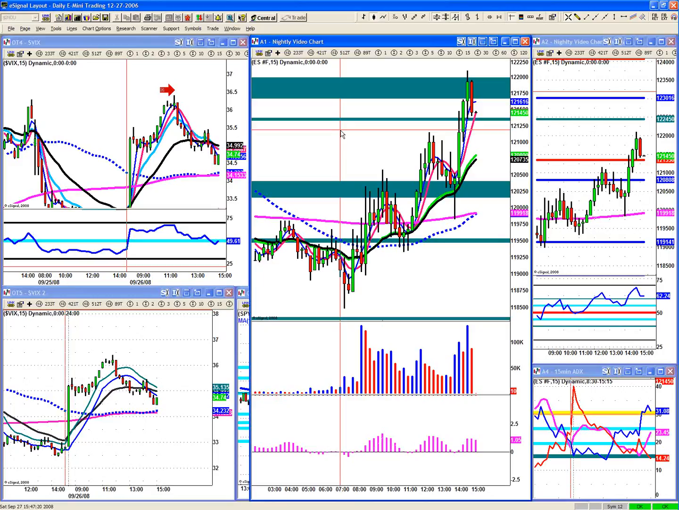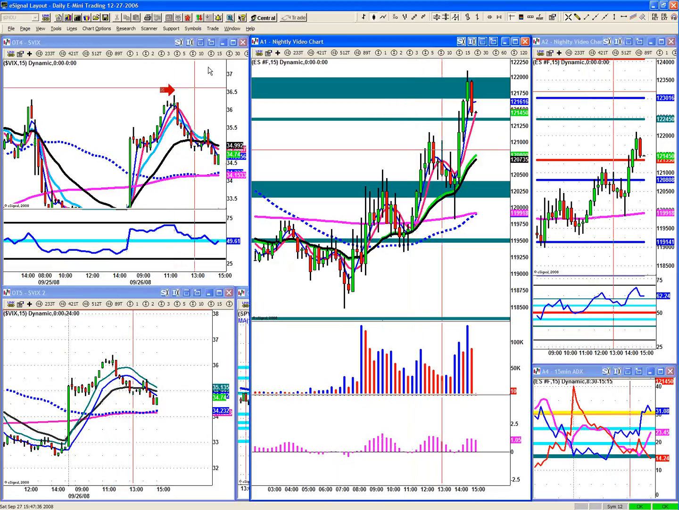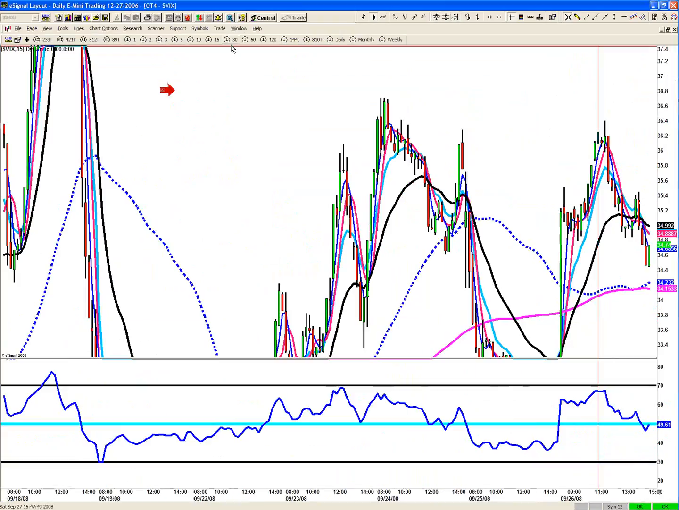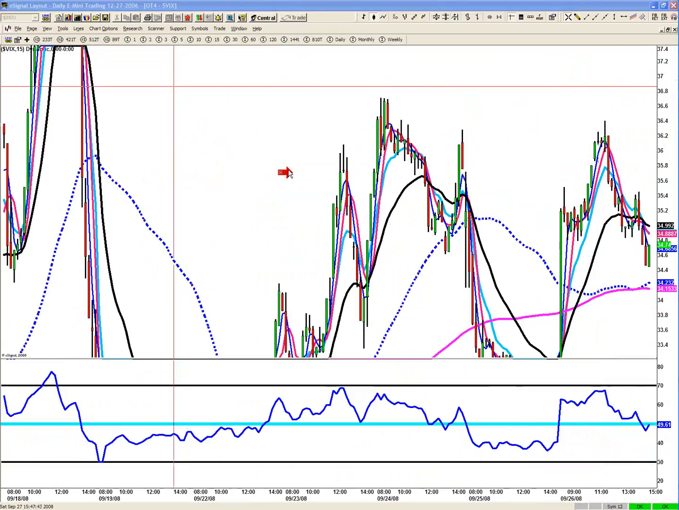Let's go ahead and answer the VIX question. Okay, so the next question is, how do you use the VIX to decide on entry and exit points? Well, what I like to do with my VIX is, let's do this. Can I move that? There we go.